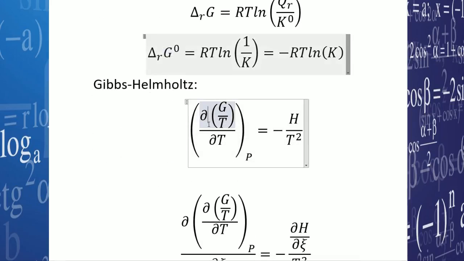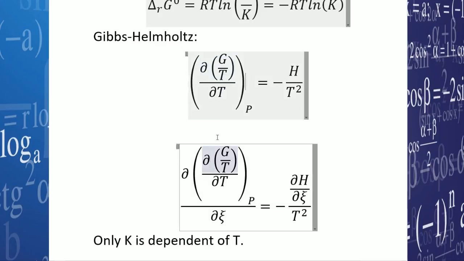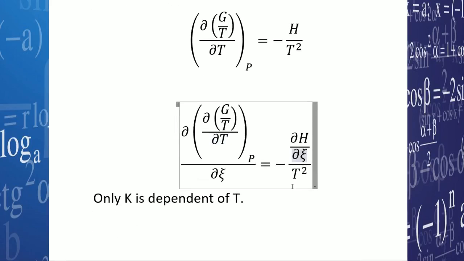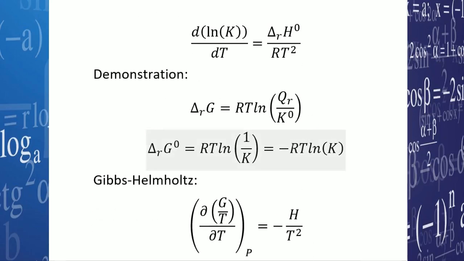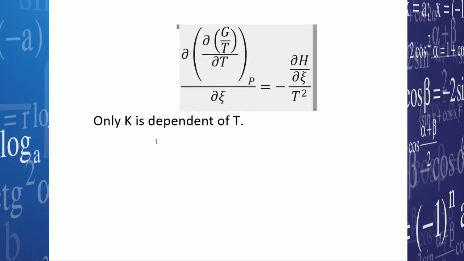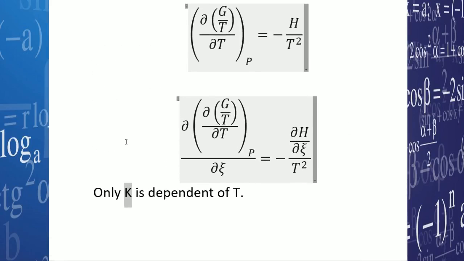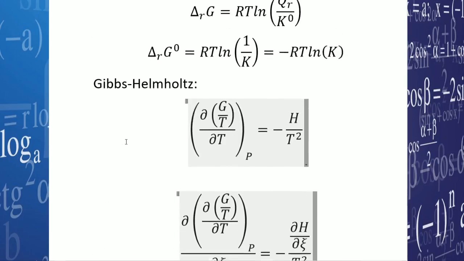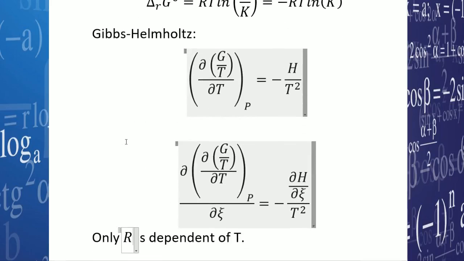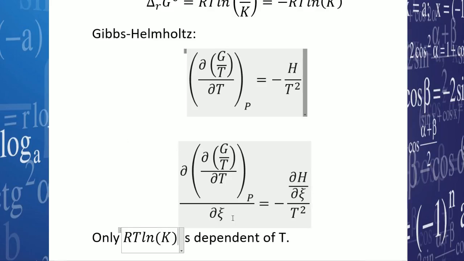Gibbs-Helmholtz relation gives us this. We derivate this on Xi, and by the Schwarz theorem, we can swap the derivatives. Same goes here. Only K is dependent on T in this relation. Wait, why did I write this? No, it's L. You will get RT ln K, K is dependent on T, so the T will go out, and you'll get what you'll get.